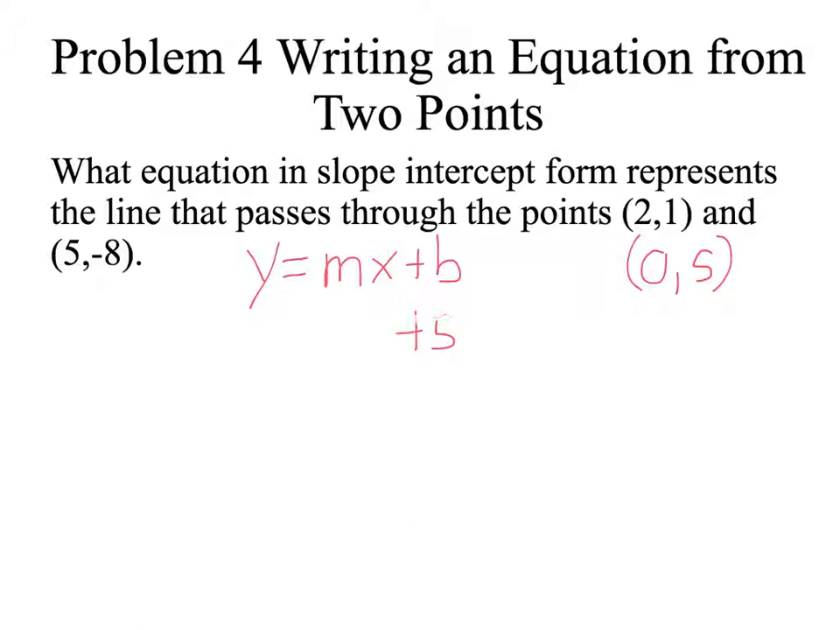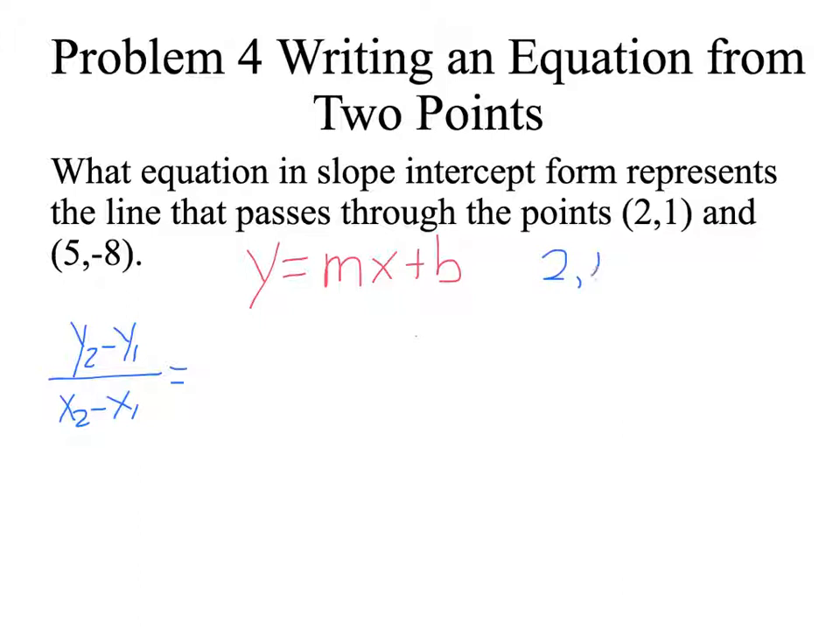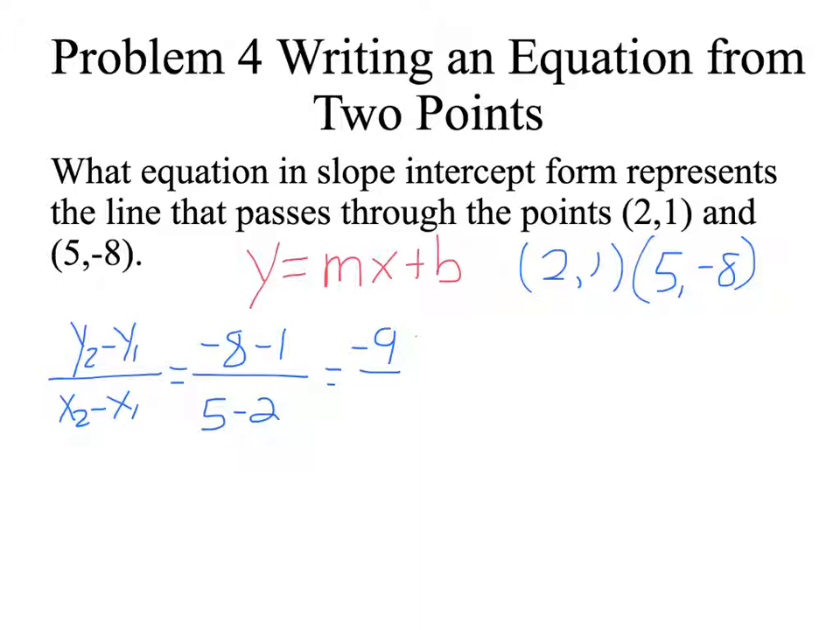But because they didn't give us the y-intercept in either ordered pair, first thing we got to do is find the slope. So to find the slope from 2 ordered pairs, we do y2 minus y1 over x2 minus x1. So y2, let's see, if I write the ordered pairs side by side, because sometimes that helps, 2, 1 and 5, negative 8. Okay, so y2 is negative 8 minus 1, and then on the bottom, we have 5 minus 2. So negative 8 minus 1 would be negative 9 over 3, which is equal to negative 3. So that's our slope.